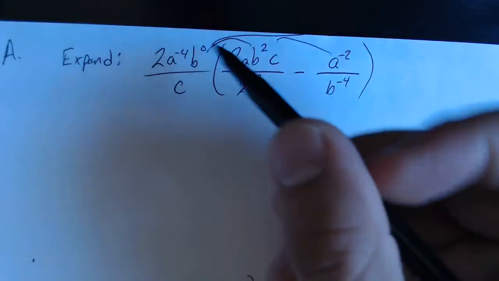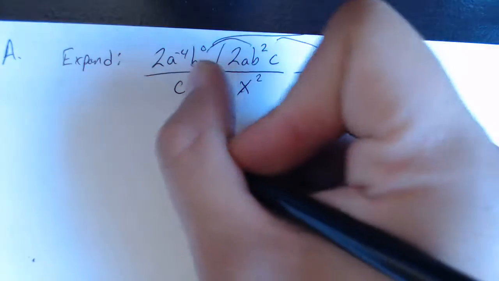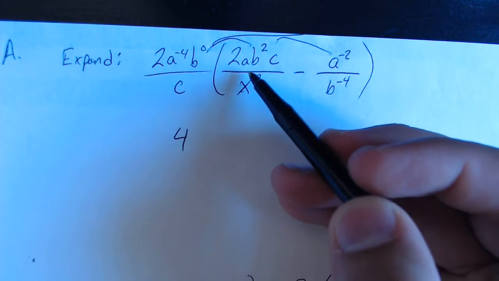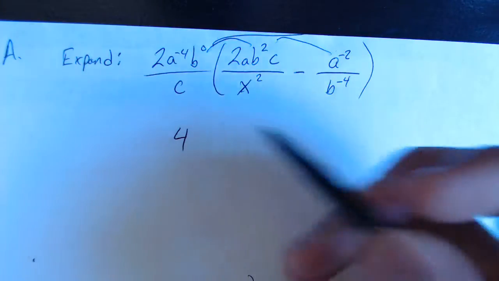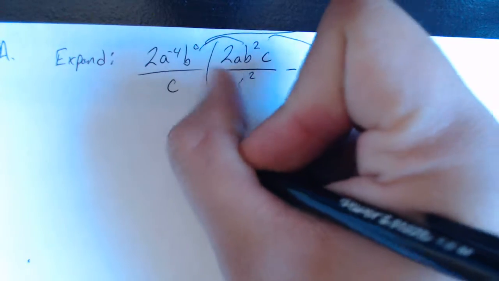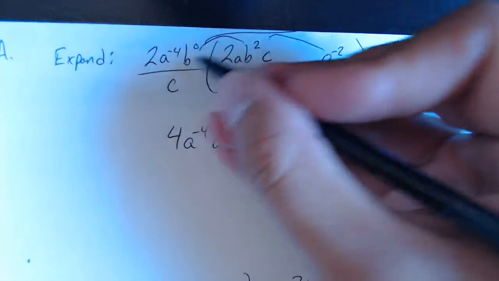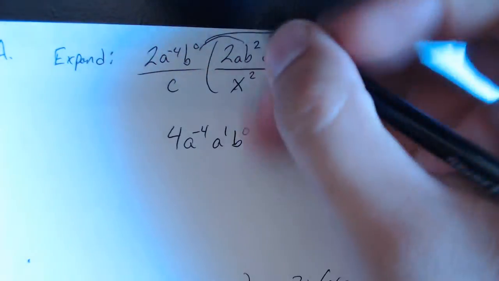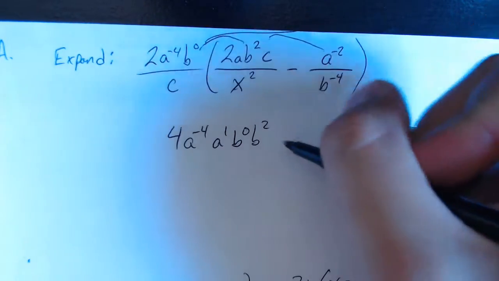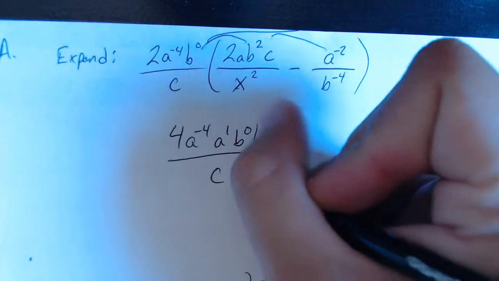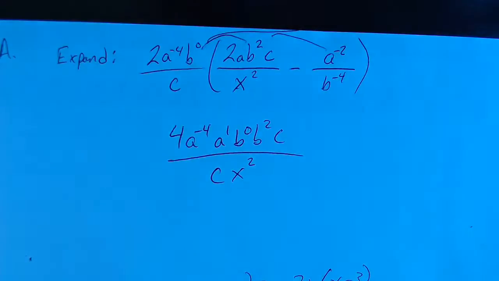So let's just start. 2 times 2 is going to give us 4. A negative 4, and A, we can make this really simple. We can just write them out and simplify everything later. So we'll put A negative 4, A 1, B 0, B squared, C at the end, all over CX squared.